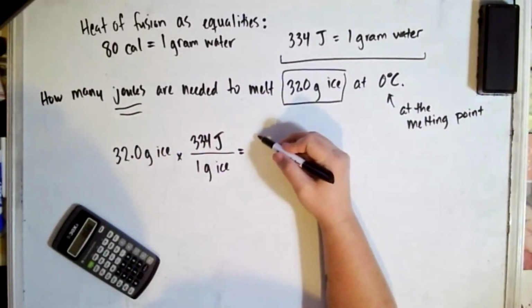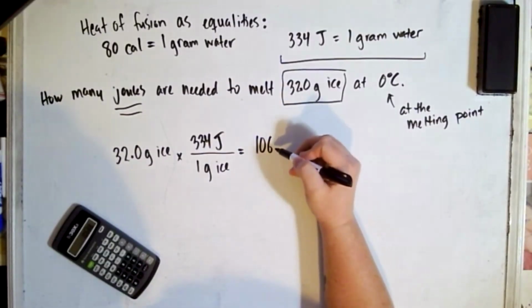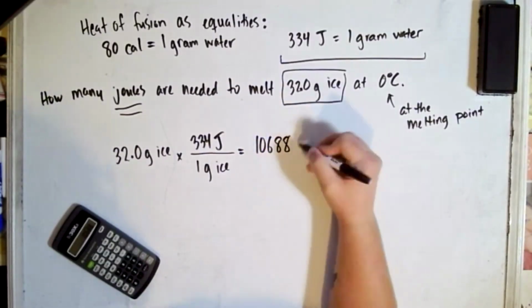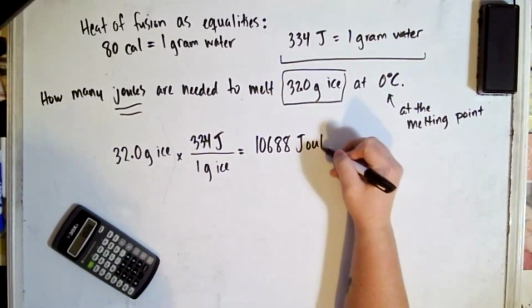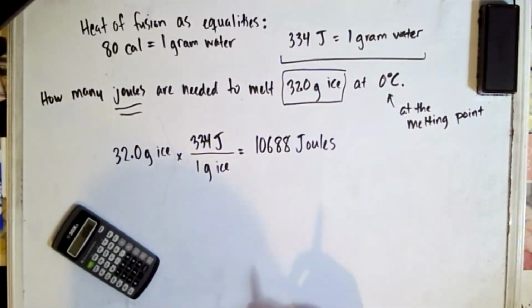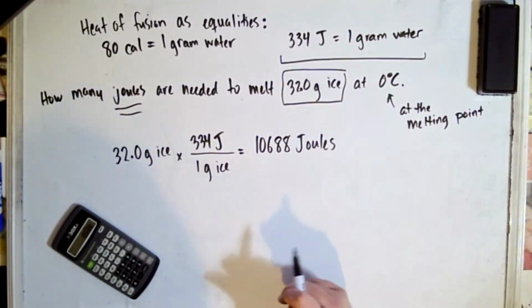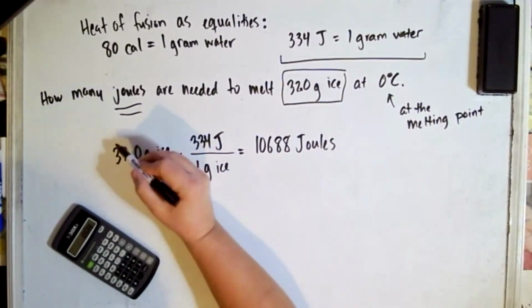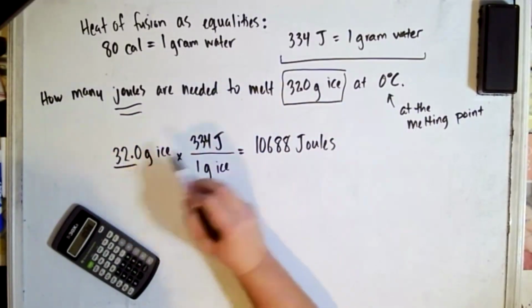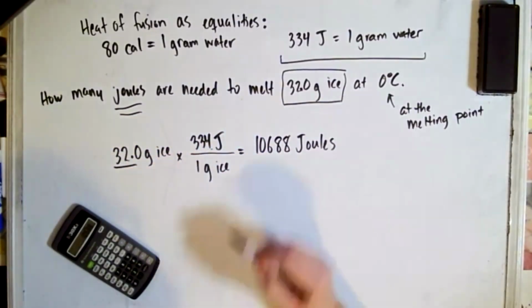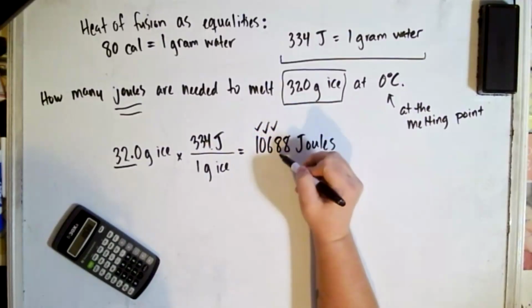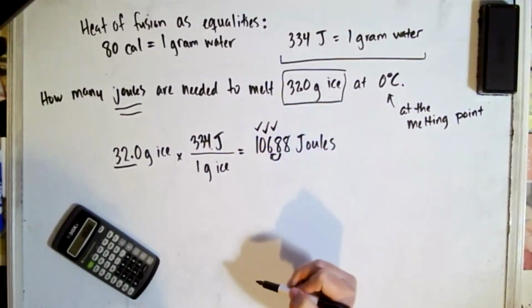So I'm going to need 10,688 joules to melt that ice. I'm going to keep 3 significant figures because this number and this number both have 3 significant figures. I'm going to round that 6 up to a 7.